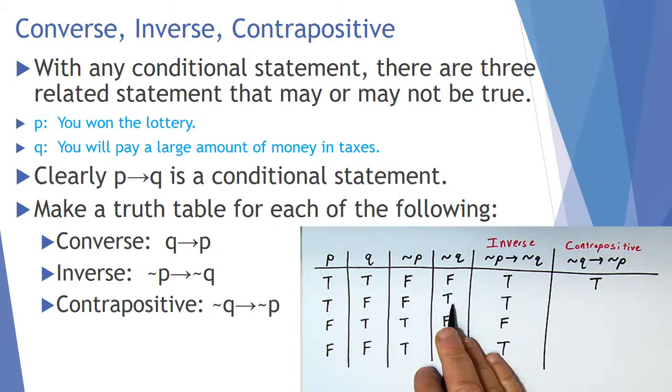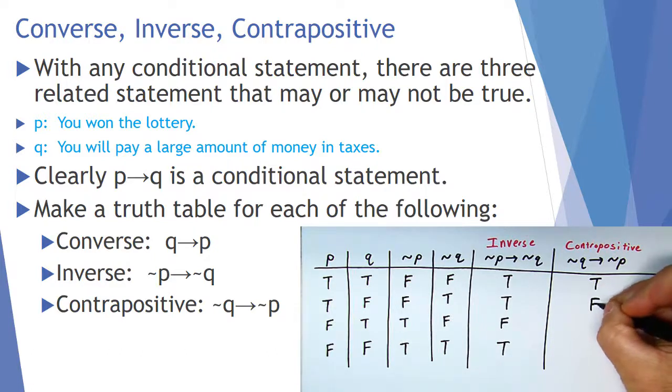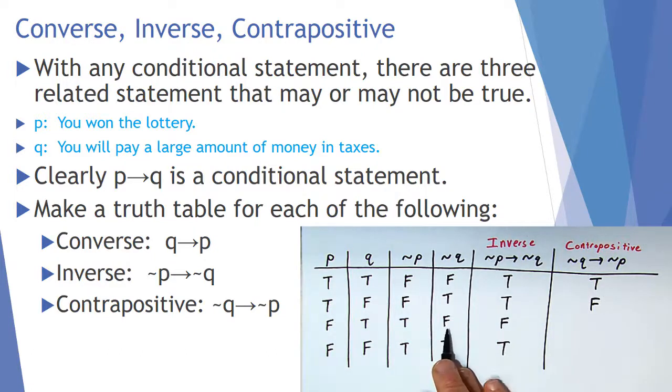Row 2, does the truth of not Q imply the truth of not P? No, it doesn't here, because not Q is true, but not P doesn't follow, and so this entry is false. Row 3, does the truth of not Q imply the truth of not P? Doesn't matter. Not Q isn't true to begin with, so it's moot. And does the truth of not Q imply the truth of not P in row 4? Yes, it does. They're both true, and so we get a true statement.